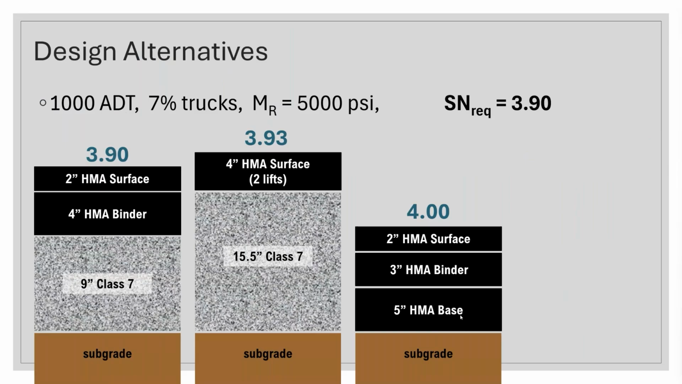Now keep in mind, all of these have different thicknesses. So think about what happens if you are paving under an overpass or you have some type of a vertical clearance limit. Sometimes that will dictate how thick your pavement section can be.